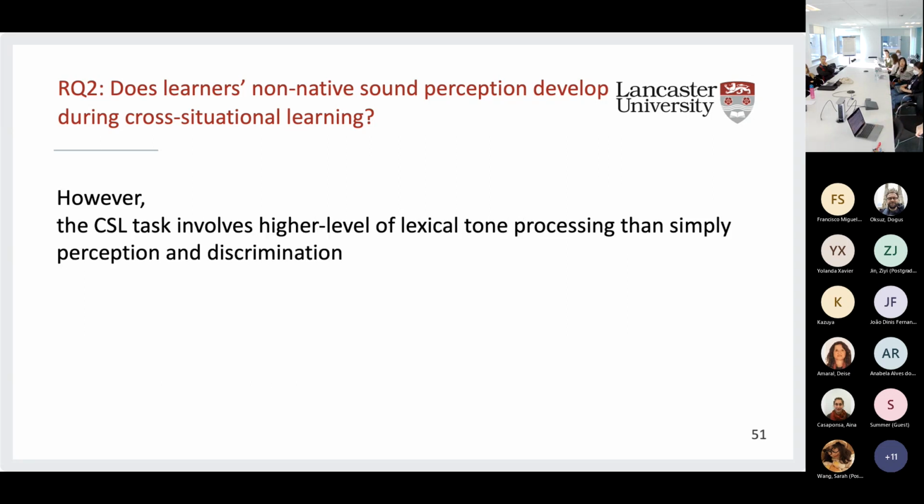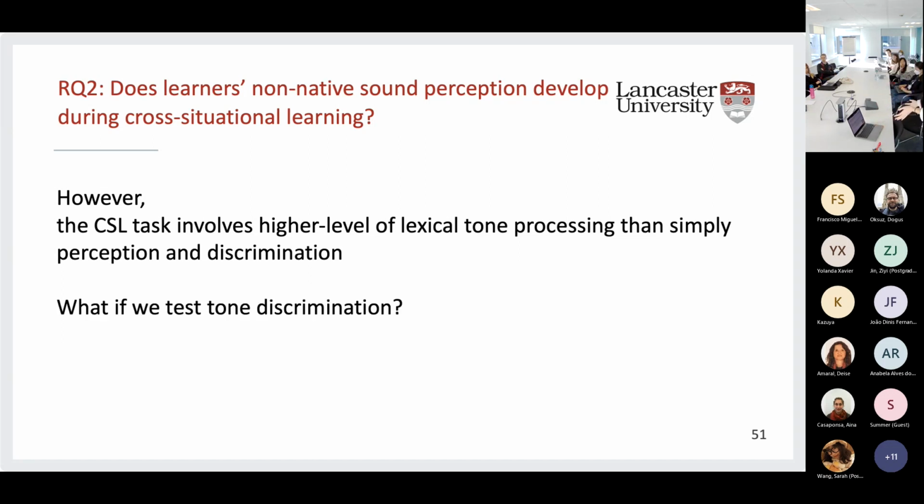Why is it the case? We thought that we had only a cross-situational learning task, which involves word learning. So it's a higher level of tonal processing. There could be different levels of tonal processing. It could simply be the acoustic level, so people can hear the difference. It could be the phonological level, where people are categorizing the tones into different categories, and then they have to use these cues to learn words. That's an even higher level. There are different levels of that, and we didn't really differentiate between them.